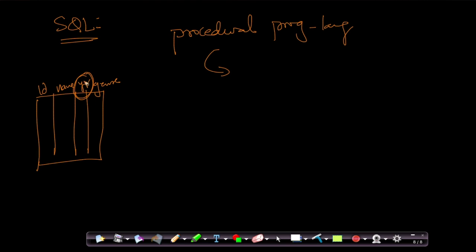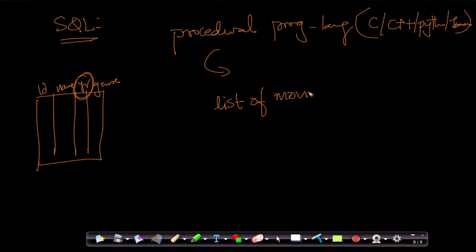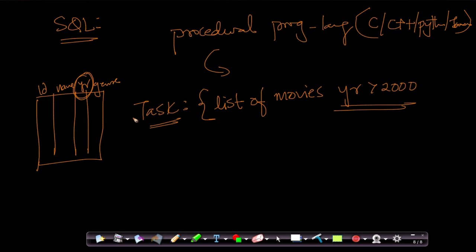Suppose you want to obtain, in a standard procedural language like C or C++ or Python or Java, the list of movies which were released where the year is greater than 2000. This is your task. What do you do? You load all of this and you explain step by step.